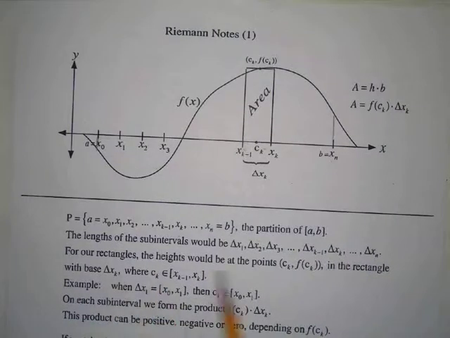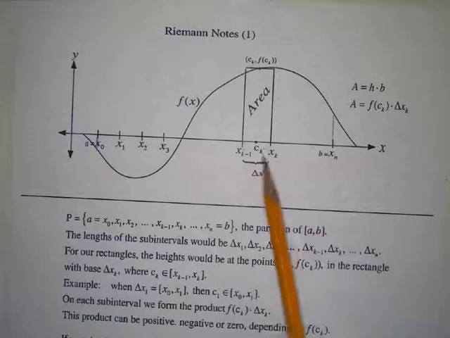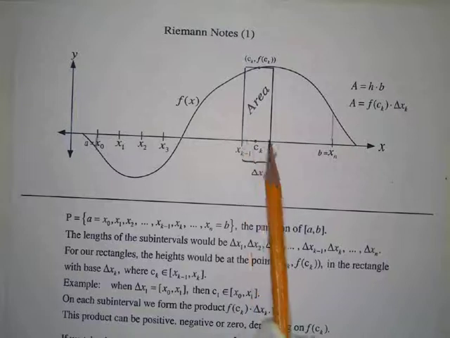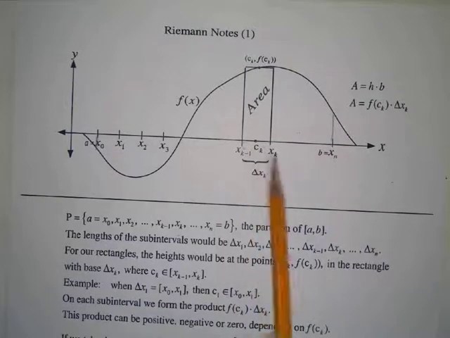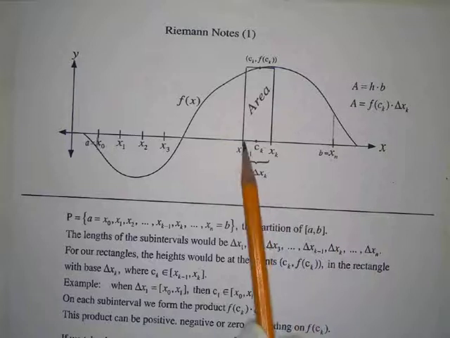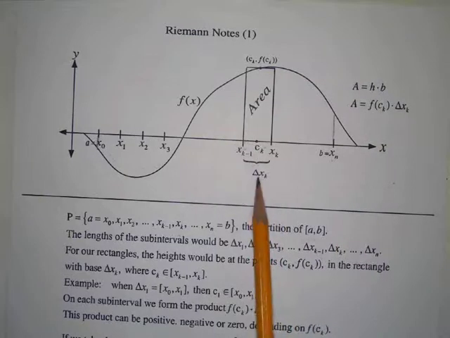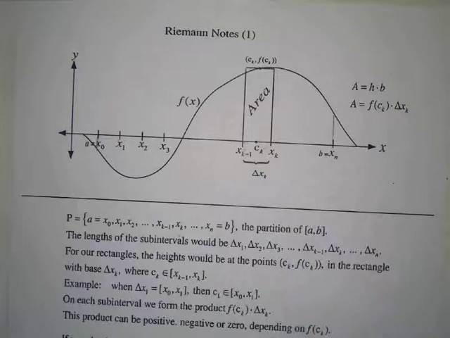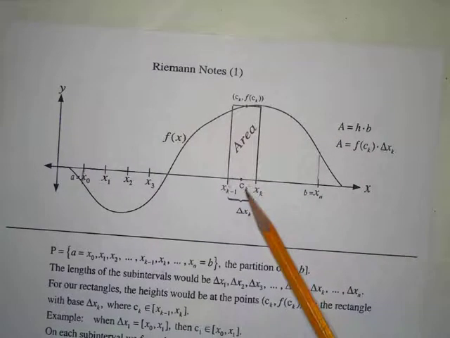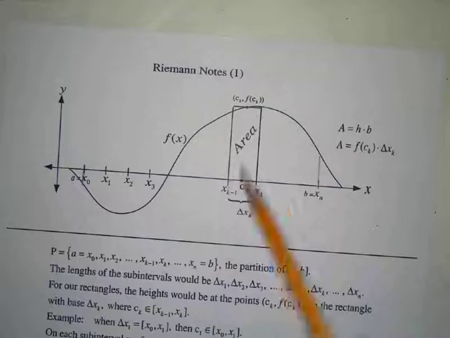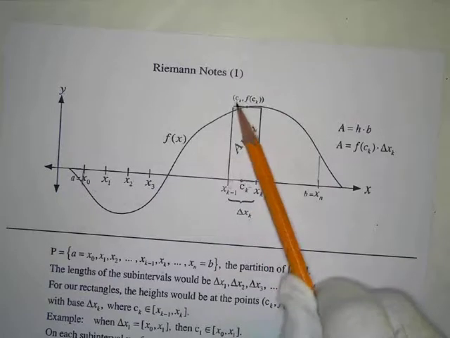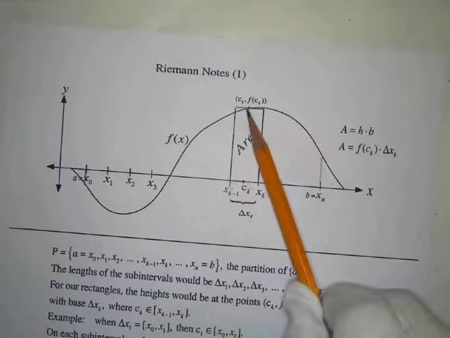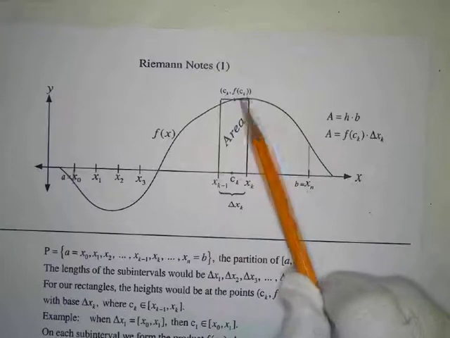Okay, so for our rectangles, the height would be determined by the points. So let's say we pick this particular point, C sub k. It's some point in the x sub kth interval, and the length of this interval would be delta x sub k. It could be anywhere in here. So for the height of this rectangle, we find the value of the function at that point C sub k. So this point up here would be C sub k, that's the x value, and the y value, which is actually the height of my rectangle, is f of C sub k. So that's up here.